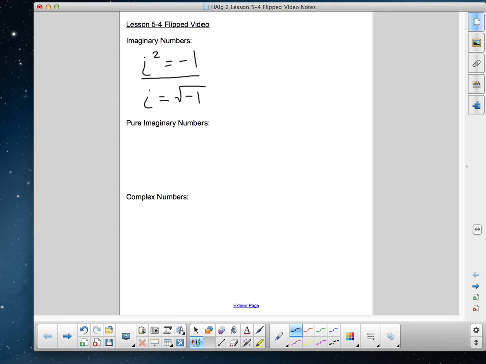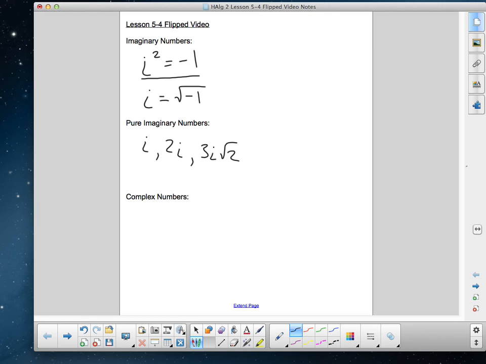Our first one is pure imaginary numbers. Okay, in this category, it is only imaginary numbers. I'm talking about i, 2i, 3i root 2, whatever it may be, these are imaginary numbers. There's no addition or subtraction of something else.